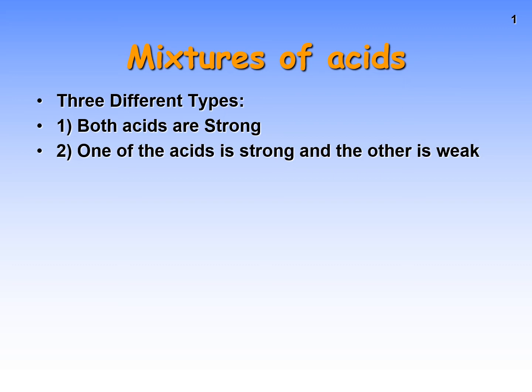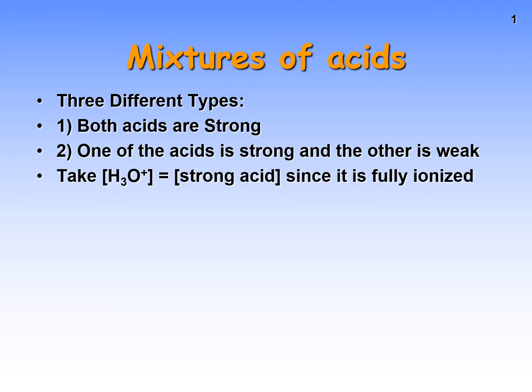If one of the acids is strong and the other acid is weak, it really depends on what the question is asking. We can still assume that the strong acid dissociates 100%, so that's pretty much going to be equal to the H3O plus concentration. And if you're being asked for the pH, really you can completely ignore the weak acid and just go, oh, whatever the concentration of the strong acid is, that's the H3O plus concentration. Take the negative log. There's your pH.